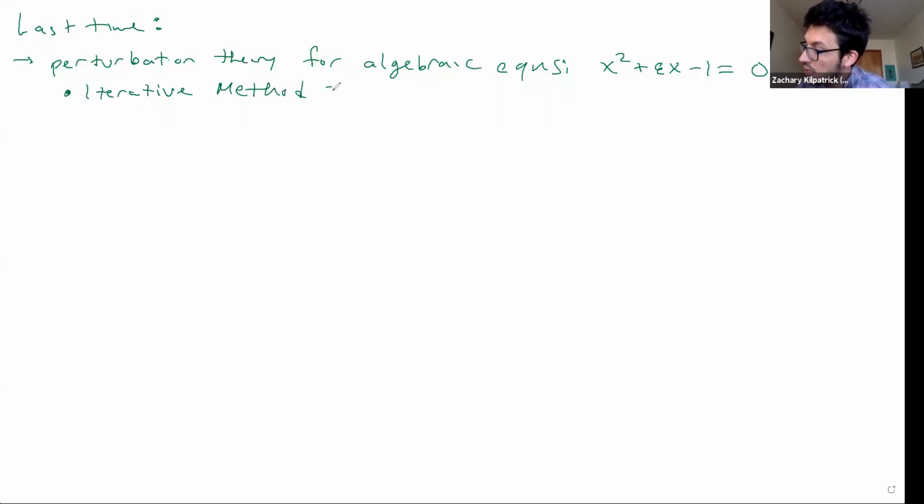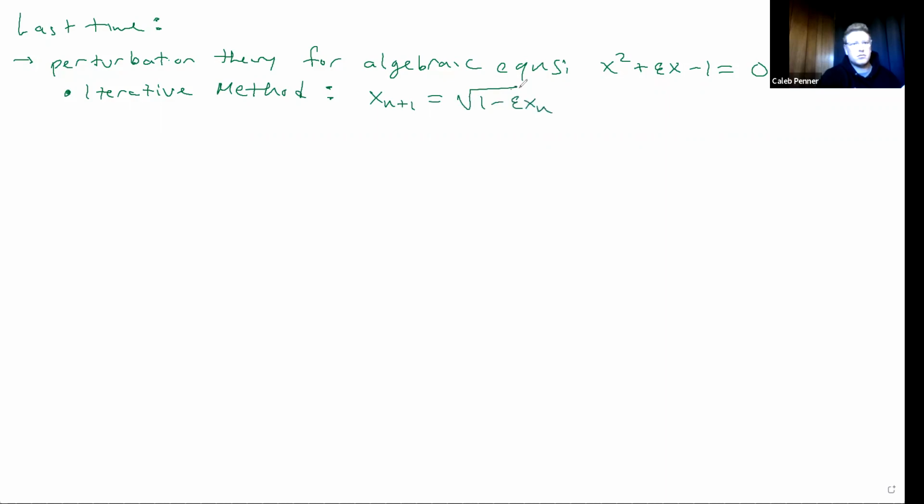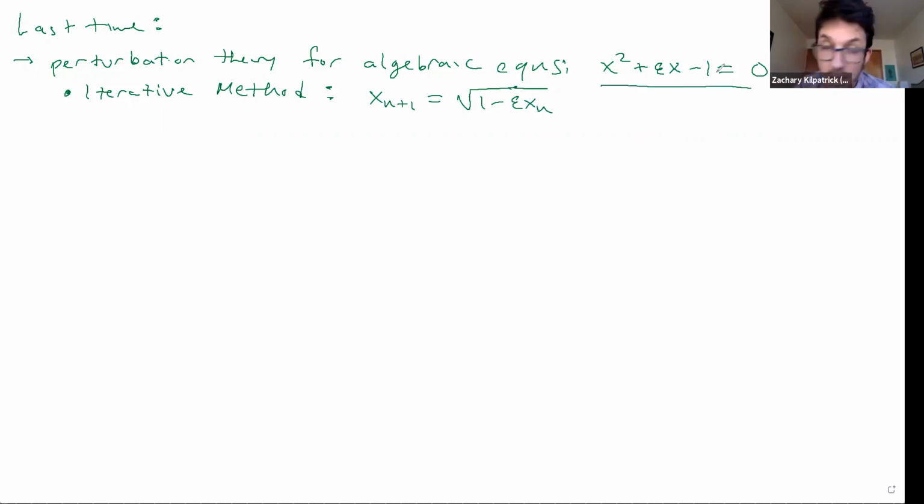One is the iterative method, where you reformulate the problem as a discrete map, essentially, where you map one guess to another through an update equation that satisfies the original algebraic equation. In doing that, you've created a discrete dynamical system whose fixed point is going to be a root of your original equation. The other approach we looked at is the expansion method.